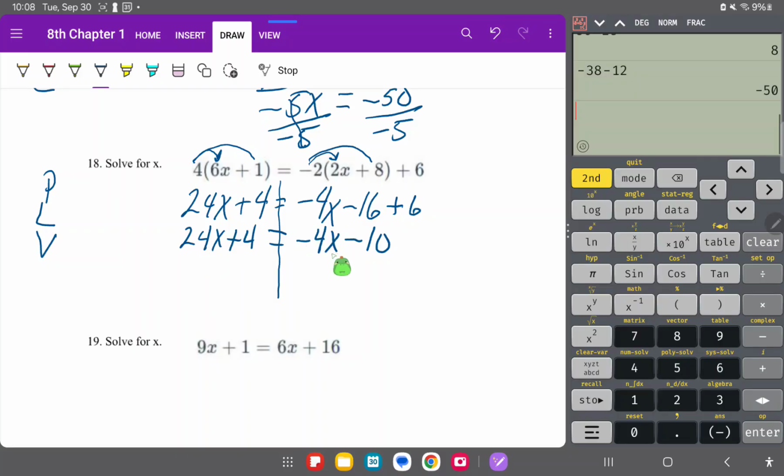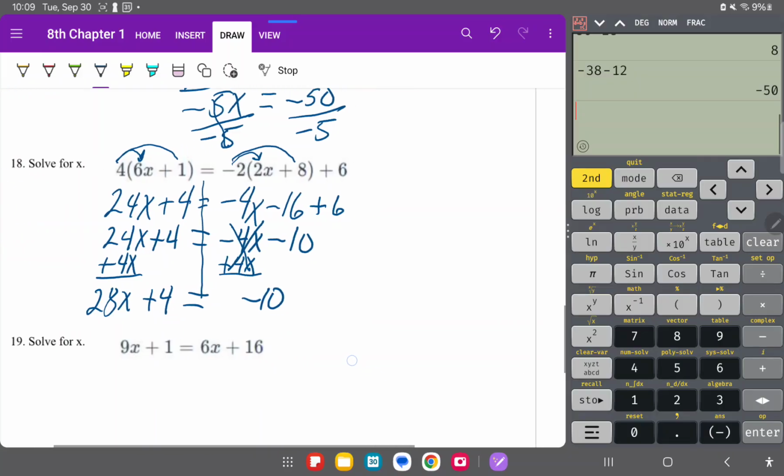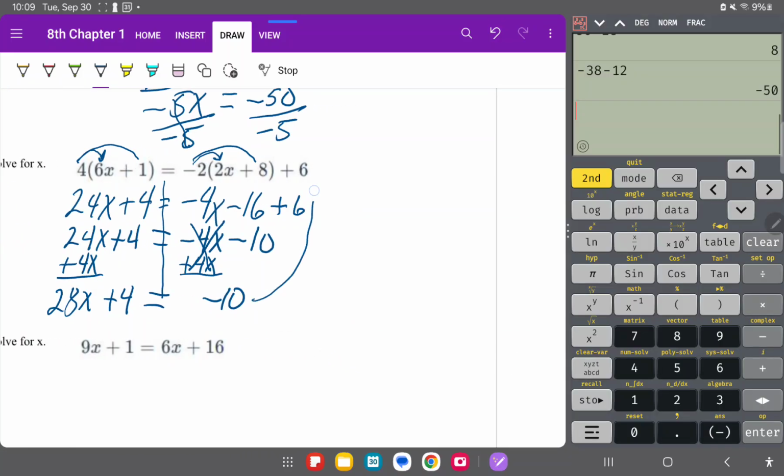So I want you to bring this negative 4x over here, but we have to cross over. So we have to do the opposite operation to be able to bring it over here. Now we add the 4x because then that's going to cancel out from over here. So add here, we get 28x. Bring down your plus 4, bring down your equals, and bring down your negative 10. All right, I'm just going to rewrite this up here. 28x plus 4 equals negative 10.